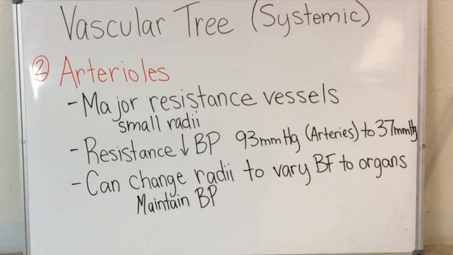Average arterial pressure is around 93 millimeters of mercury. By the time the blood reaches the end of the arterioles, blood pressure has dropped to around 37 millimeters of mercury as it enters into the capillaries.